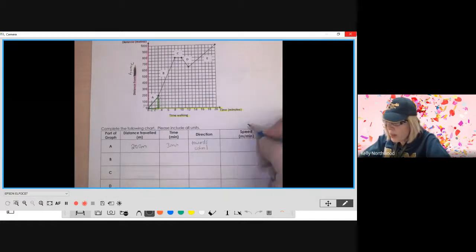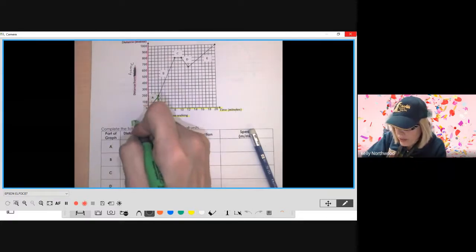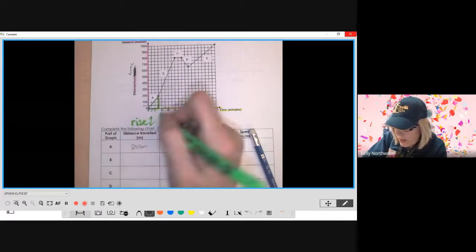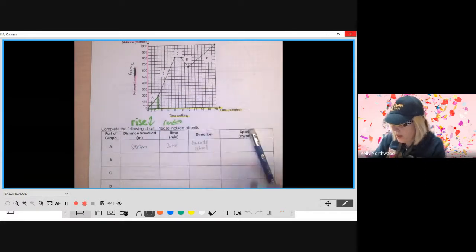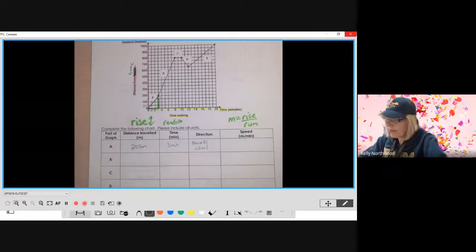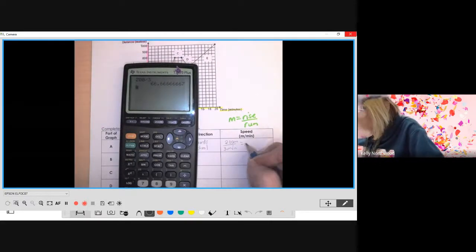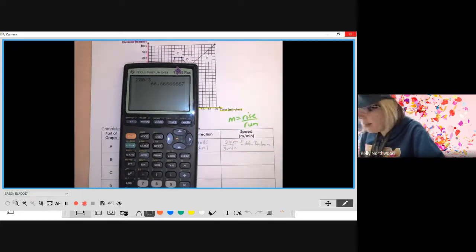And then the speed in meters per minute, so again, this is your rise column, vertical. This is your run column, horizontal. And you always do rise over run to get the speed, which is your rate. So it's going to be 200 meters divided by 3 minutes, which is 66.7 meters per minute.